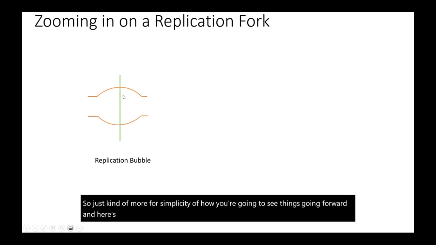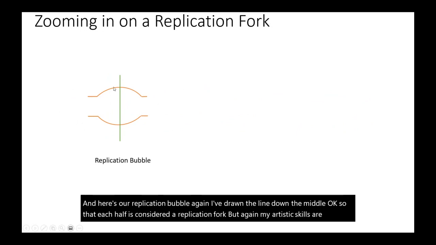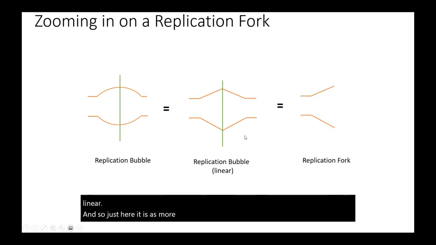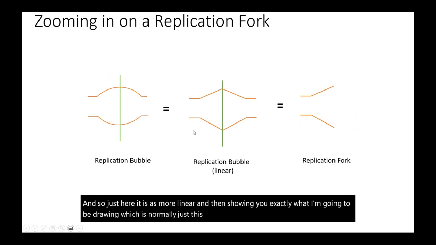Here's our replication bubble. Again, I've drawn the line down the middle, okay, so that each half is considered a replication fork. But again, my artistic skills are limited, and so instead of drawing everything in a curved fashion, I will be drawing it more linear. And so just here it is as more linear. And then showing you exactly what I'm going to be drawing, which is normally just this left hand half of the bubble. So I'm going to show you this left hand replication fork.